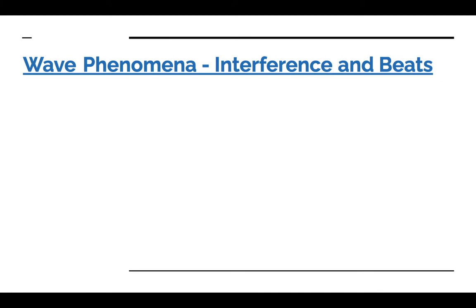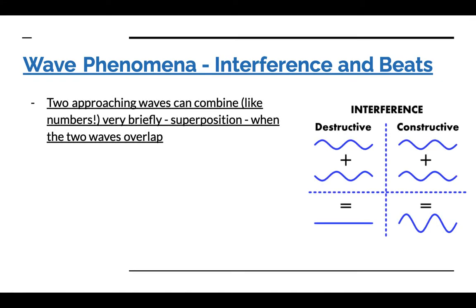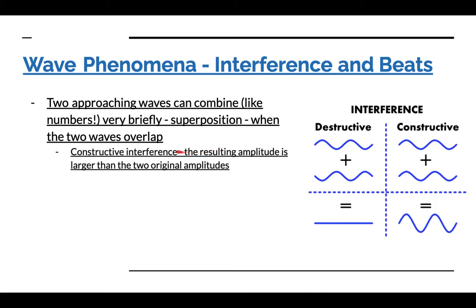So, wave phenomena. Interference and beats, we arrive at our first wave phenomena here. Two waves approaching can combine like numbers very briefly when they overlap, and we call this phenomenon superposition. Superposition forms the basis, in higher level mathematics and physics, for the area of mathematics called Fourier series, and it also forms the basis for quantum mechanics.